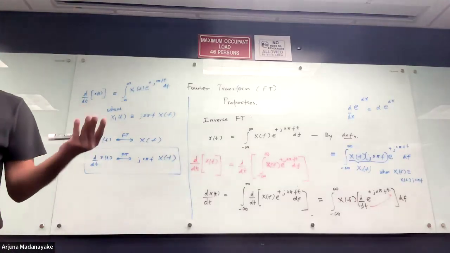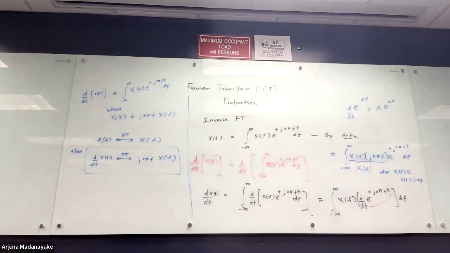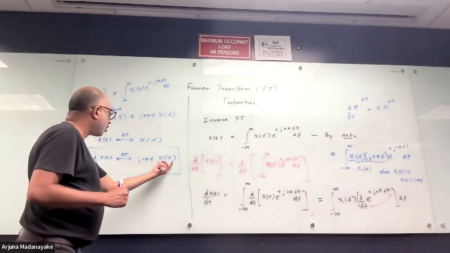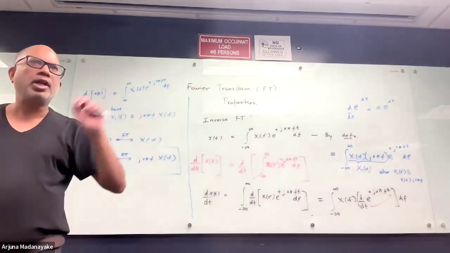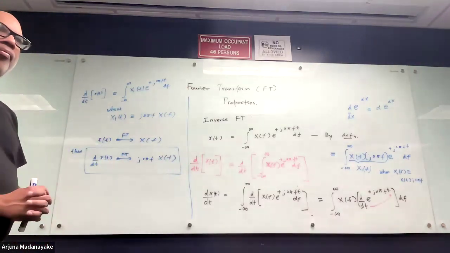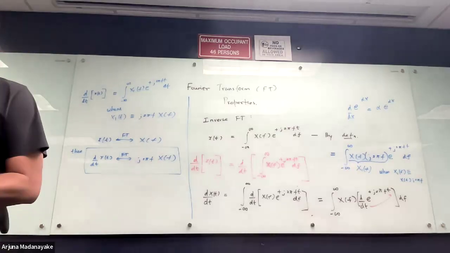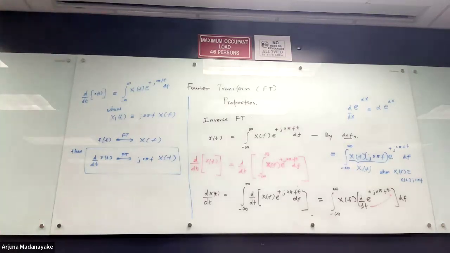So if you know a Fourier transform of some x of t as some x of f, by just differentiating the time version x of t, the Fourier transform is simply going to be whatever the Fourier transform of x was times j2 pi f. You just stick a j2 pi f in front and you're done. So that's a property of the Fourier transform. Fourier property.